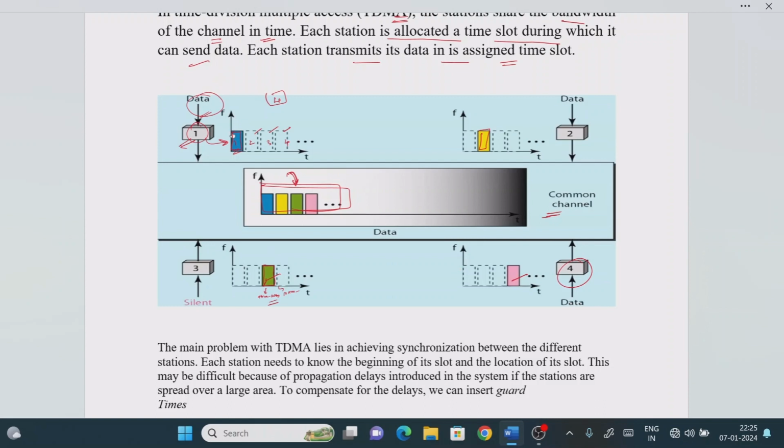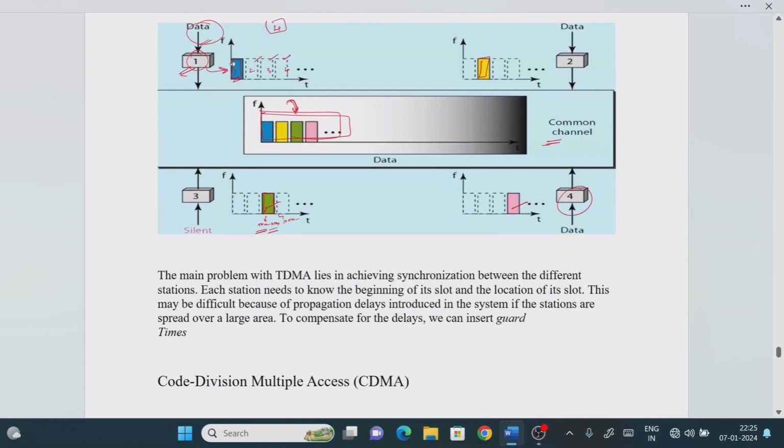Now what will happen if you are still using your time slot between 9 AM and 10 AM? If you read this statement you will understand: each station needs to know the beginning of its slot and the location of its slot. This may be difficult because of propagation delays. When you are transmitting information from the transmitter to the receiver, most probably we are using a wireless communication channel, so propagation delays will be introduced in the system if the stations are spread over a large area. If the distance is too much, then the propagation delay will be more.